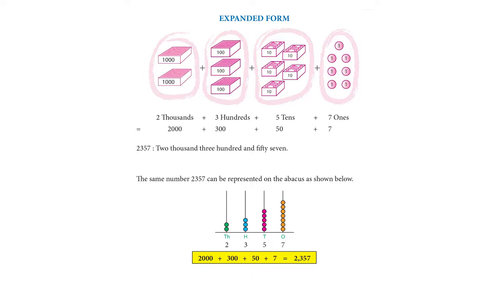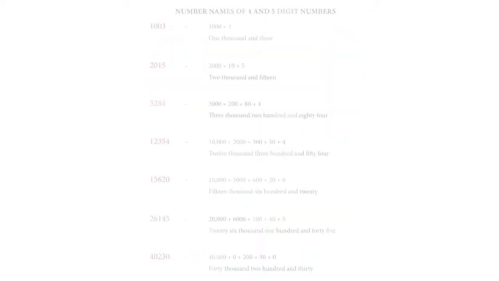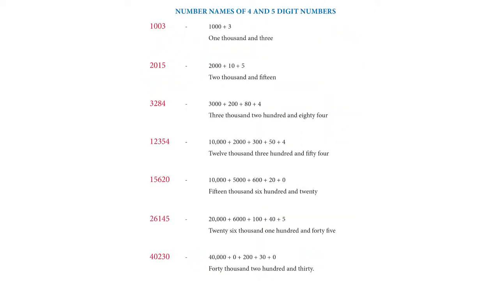There is 2 in the thousands, 2 beads in the thousands, then there is 3 in hundreds, 5 in tens and 7 in ones. Please take a look with me on page number 58. 1000 plus 3, 1000 plus 3.